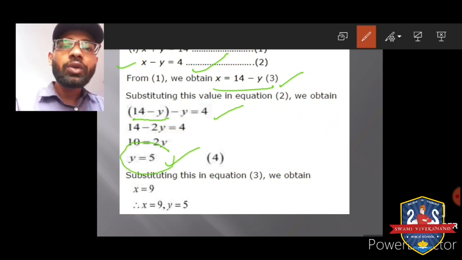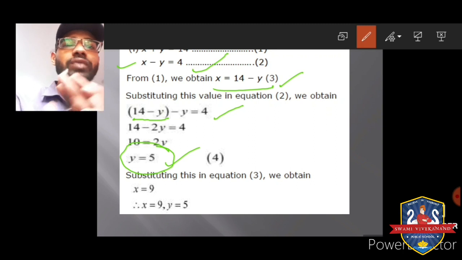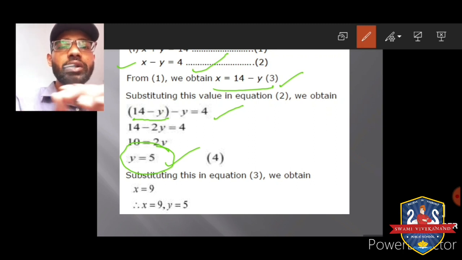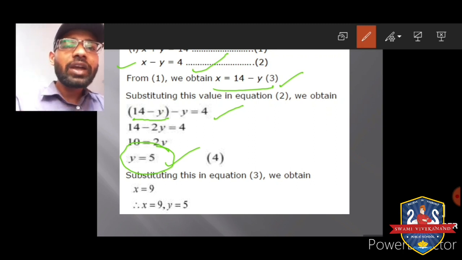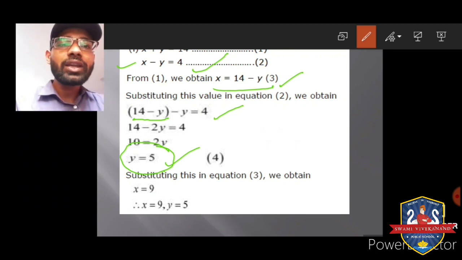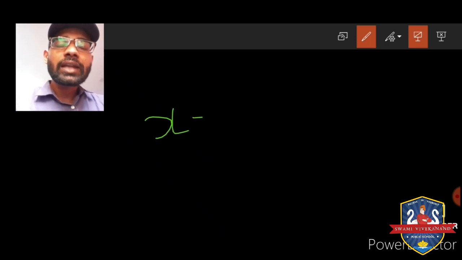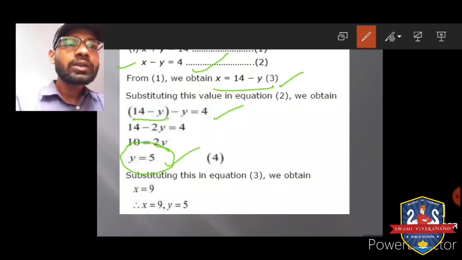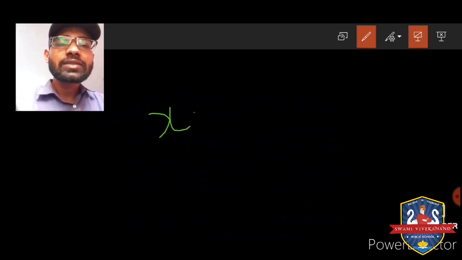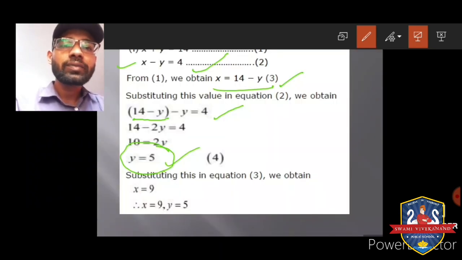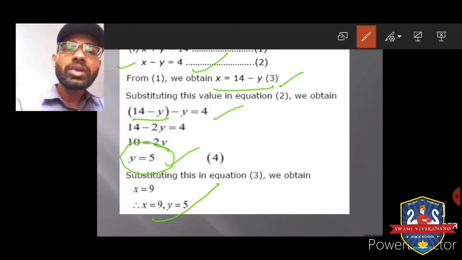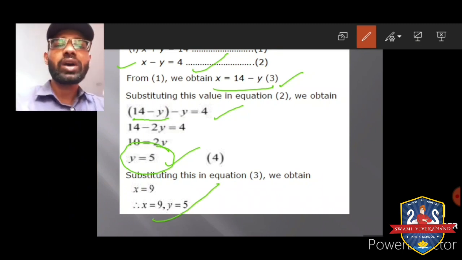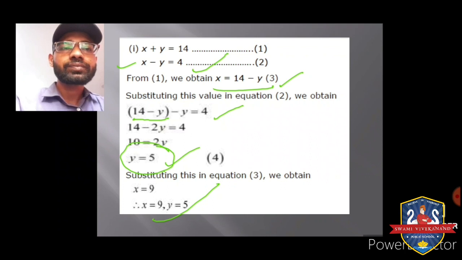If we get y is equal to 5, we can substitute the value of this y in any of the equations, either equation 1 or equation 2. If I put y is equal to 5 in equation 2, what do we get? x minus 5 is equal to 4. So x is equal to 9. Is this clear? So from here we get x is equal to 9 and y is equal to 5.